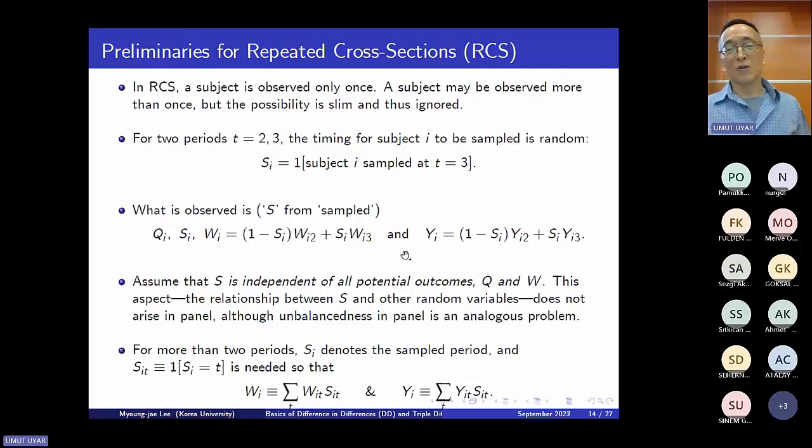And almost always we assume the sampling dummy is independent of all the other variables in the model. If you have more than 2 periods, you can write it this way, Wi, Yi, where S_it is equal to 1 if the person is sampled at period t. So anyway, the point is that in RCS, depending on when you are sampled, you are revealing different period random variables.